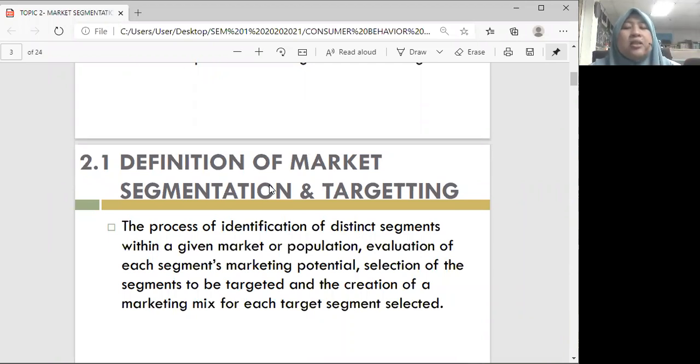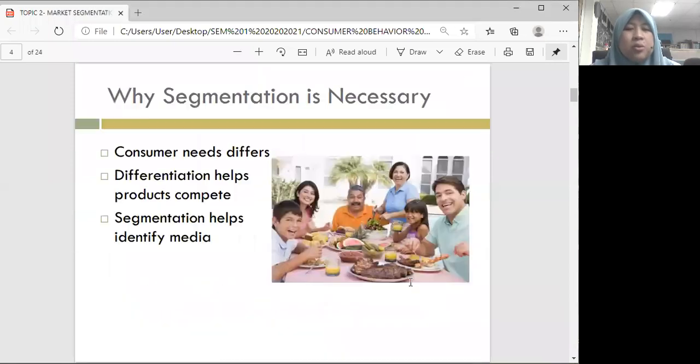And the creation of the marketing mix. Maybe you should remember what marketing mix means. Marketing mix is categorized as the 4 P's: product, price, place, promotion, for each target segment selected. Alright, moving on to why segmentation is necessary. Why is the segmentation process very important? Why is it important? Why does it need to exist?